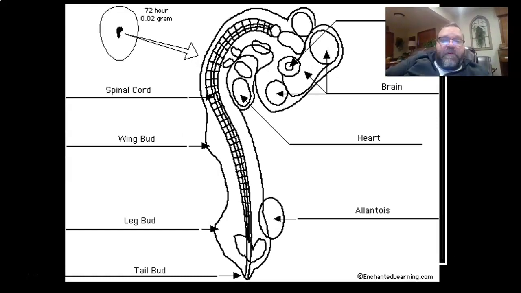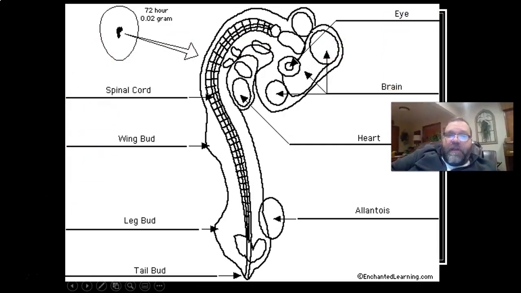Here's what it looks like after the baby is developing. A tiny little chick. You're saying, well, it looks kind of more like a snake, right? So this is after 72 hours. You see how small it is. The spinal cord, the wing bud is developing, a little leg bud, a tail bud. The brain is developing, and the heart. All of those, and then the eye. My picture is covering the eye, so I will move that. That's going to be the eye.